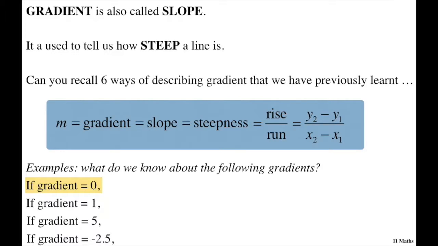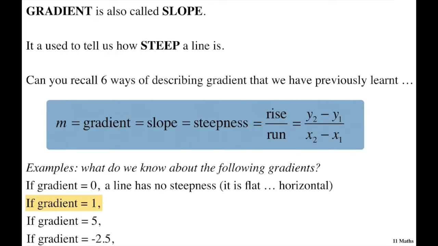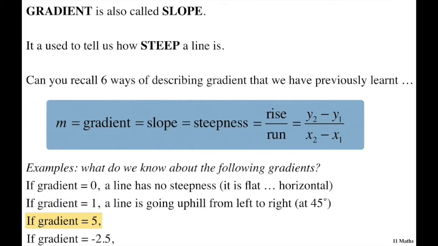What do we remember about gradients? If a line had a gradient of 0, that means that the line was horizontal. It had no steepness, it was flat. If the gradient was 1, you might remember that a positive number means that the line went uphill if we looked at it from left to right across the page. A gradient of 1 would go uphill at a 45-degree angle. We don't need to know where the 45-degree angle comes from at the moment. We'll look at that a little bit later.